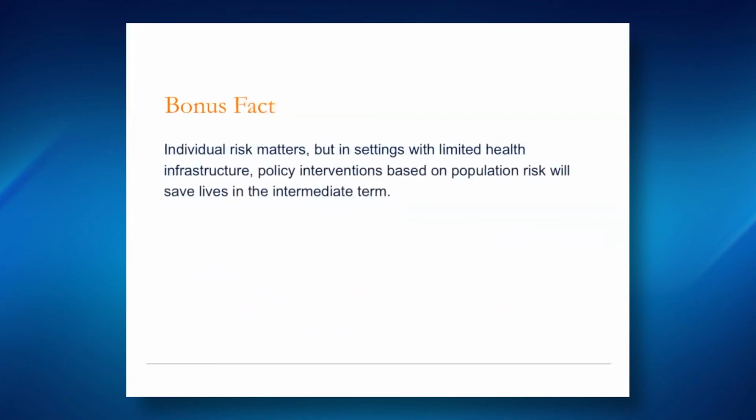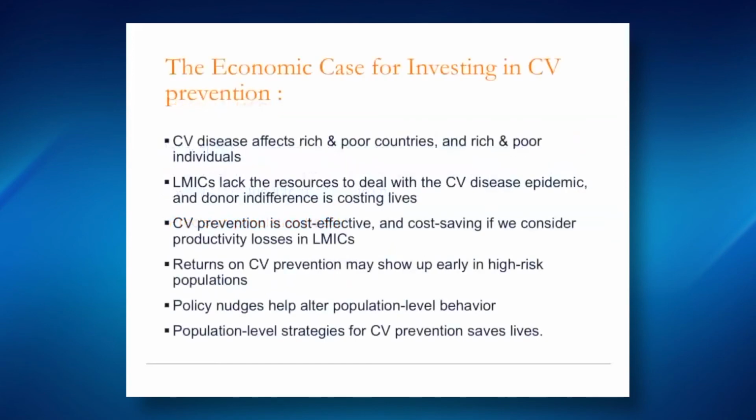And the idea, again, we talked about this a little earlier in Kirsten's talk, was that even though individual risk matters, if we target our strategies to population risk, we will get farther and we can get there quickly, particularly where health systems are not up to speed. So I'll close there, saying that there is a strong economic case for investing in cardiovascular prevention, but we have to be thoughtful about this.